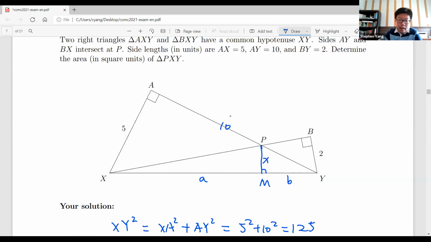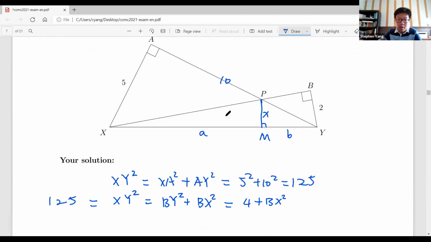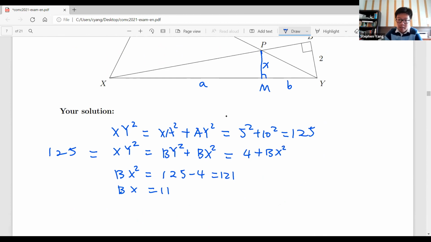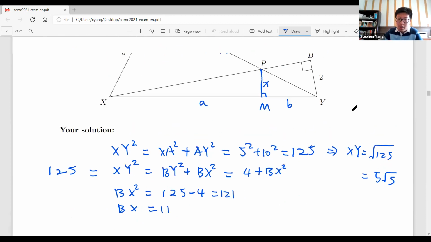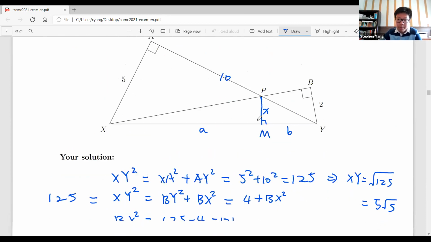Okay, now it wants you to find the area of this triangle PXY. So you only need to find this x because we kind of already know XY. So from here, we know XY is equal to square root of 125, which simplifies into 5 square root of 5. So all we need to find is this PM, so this x value.